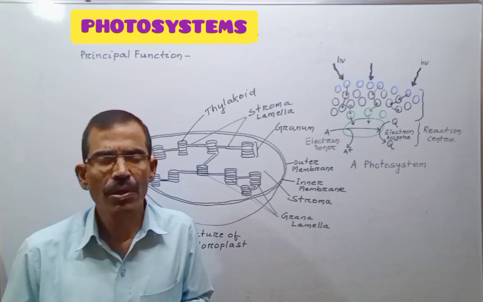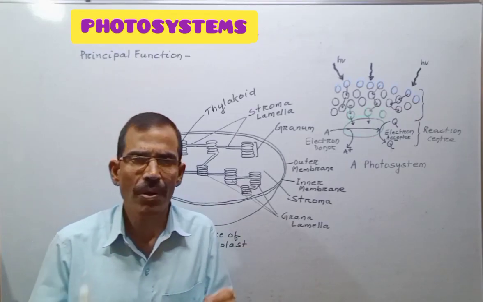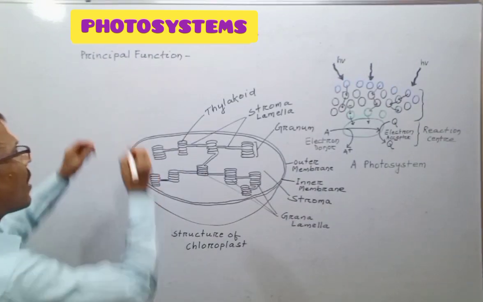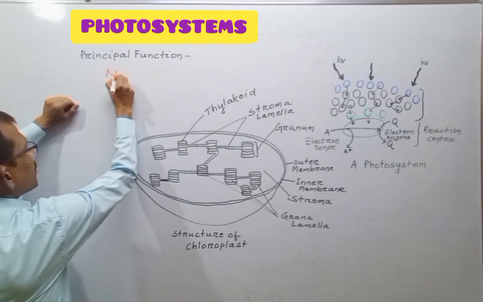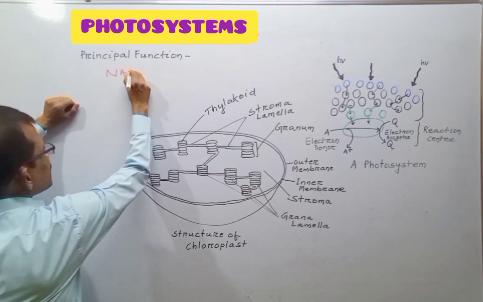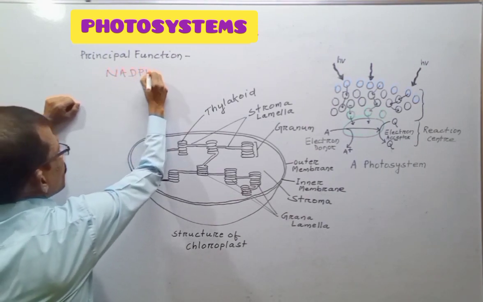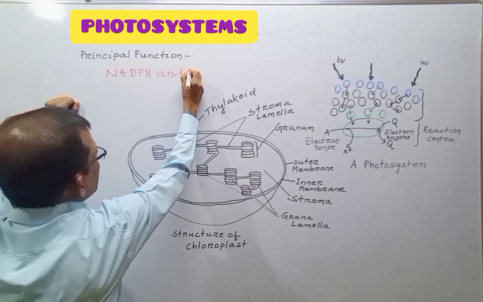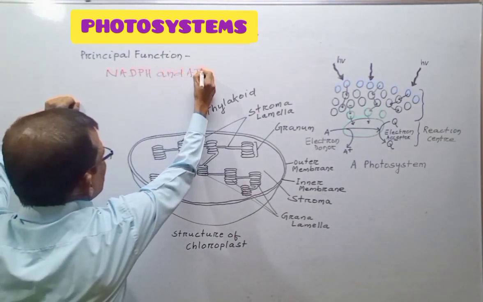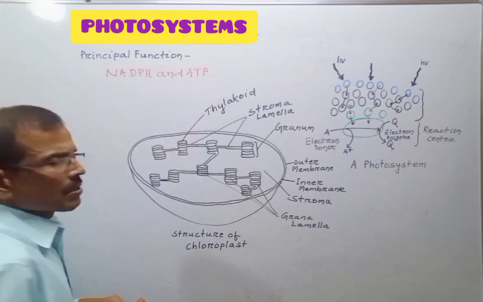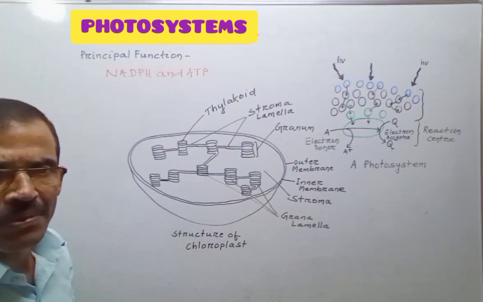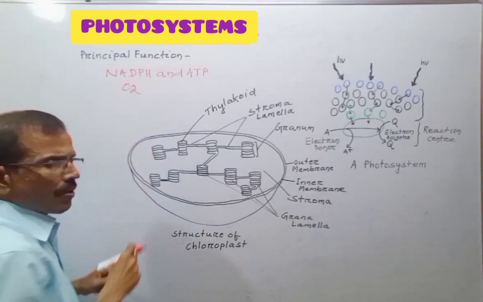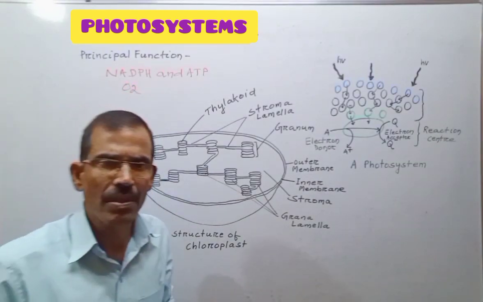Photosynthesis is the photochemical reduction of carbon dioxide. The principal function of light reactions is to generate NADPH and ATP, which are required for reduction of carbon into carbohydrates. In oxygen evolving organisms, light reactions also generate molecular oxygen as the byproduct.